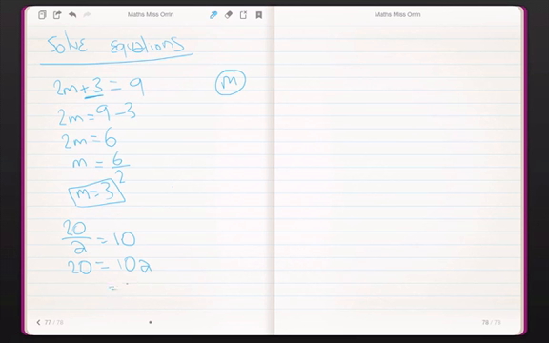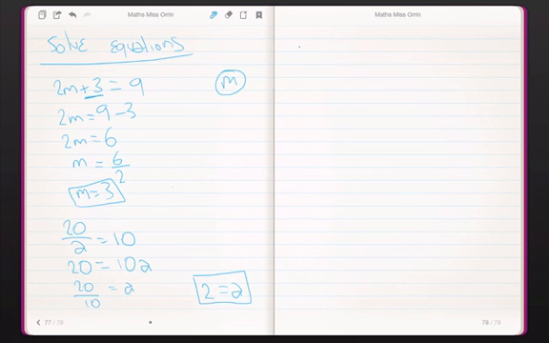Now, we want to get a on its own, so let's move the 10. So if we have 10 times a, we're going to do the opposite, we're going to divide, so we're going to do 20 divided by 10 is a. So a must be 2. Wonderful. So 20 divided by 10 is 2. So a must be 2. Now we can go back and check and see if that works. 20 divided by 2 equals 10. Wonderful, it does work, okay?